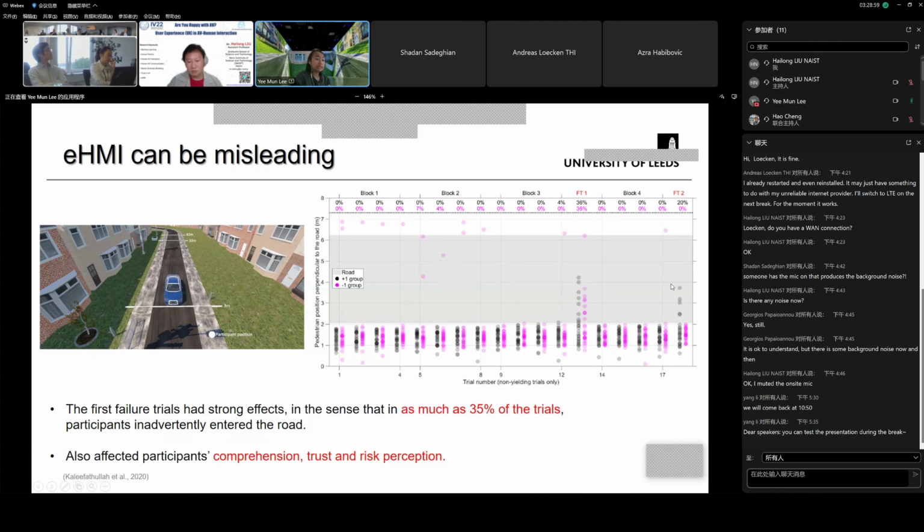They did improve in the second failure trial, which is what we call them. But still, quite a few people collide with the automated vehicles. And in this particular situation, it also decreased the comprehension as well as trust, and increased the risk perception, which is what we want to avoid, right? So that's not very nice to see.